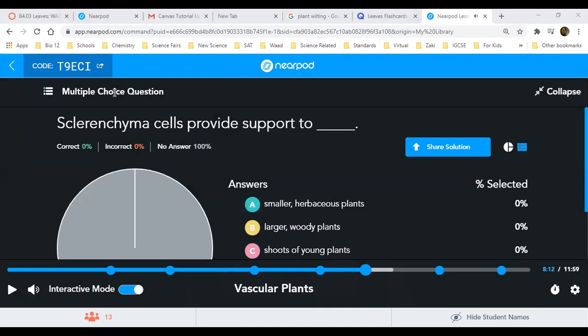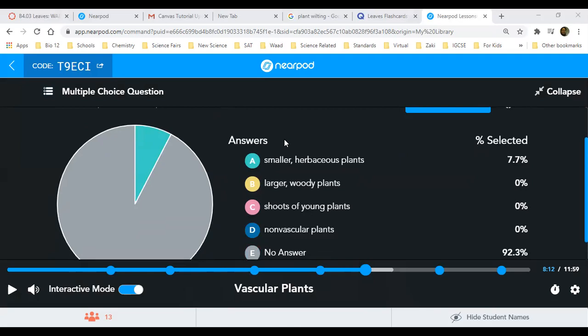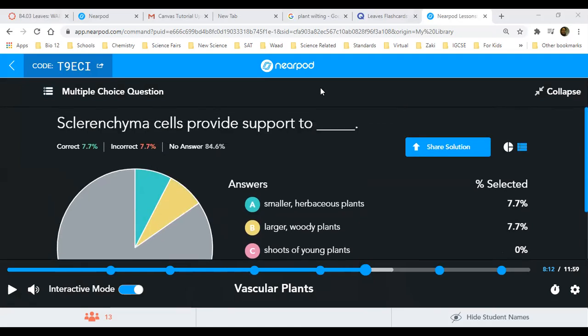All right, so sclerenchyma cells provide support to what? Smaller herbaceous plants, larger woody plants, shoots of young plants, non-vascular plants. So let's share the answer because we are running out of time. We're left with 4 minutes. So it's larger woody plants.